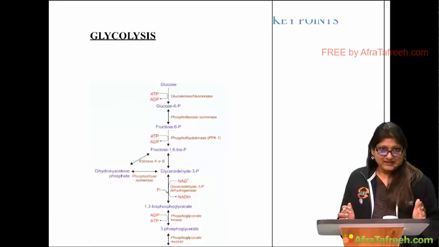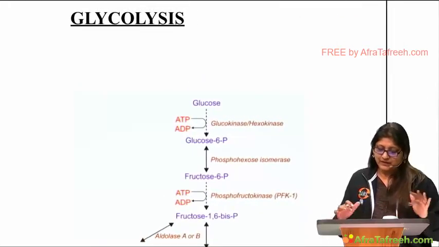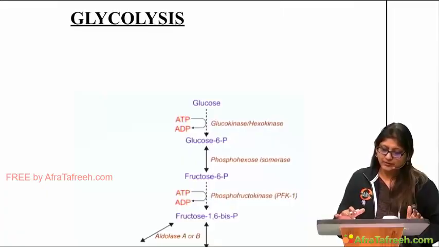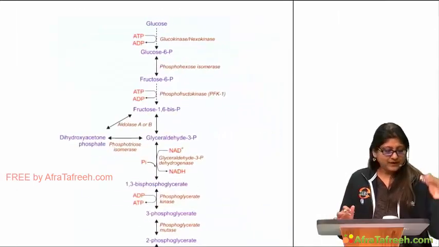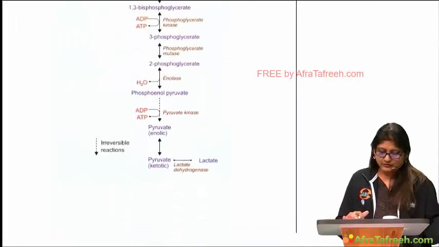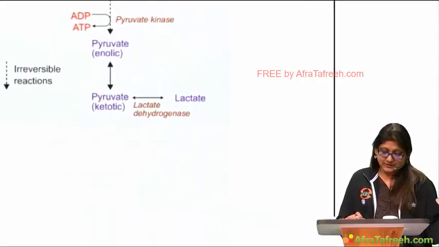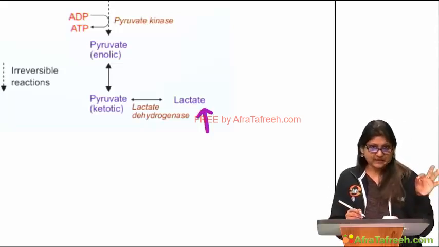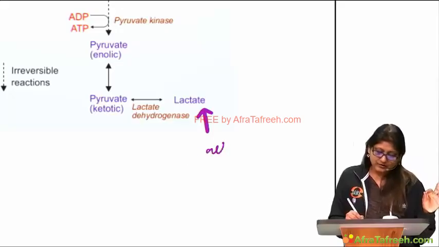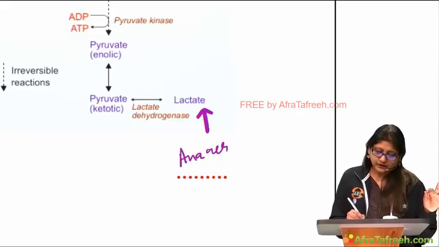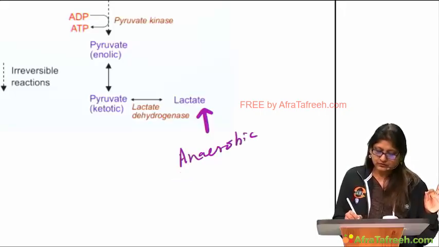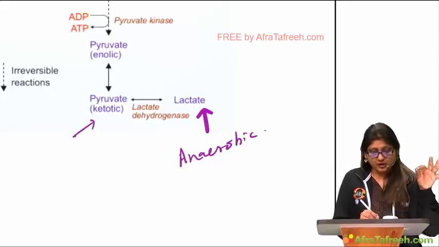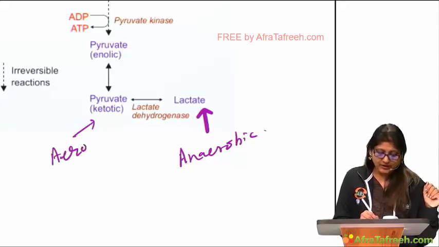So what about glycolysis? Glycolysis is meant for ATP production. Whether it is aerobic or anaerobic, you have glycolysis going on. There are multiple steps, and the workbook has all these steps, where the formation of lactate is ultimately seen. Lactate is formed in anaerobic glycolysis, and pyruvate is the end product of glycolysis in aerobic condition, right?